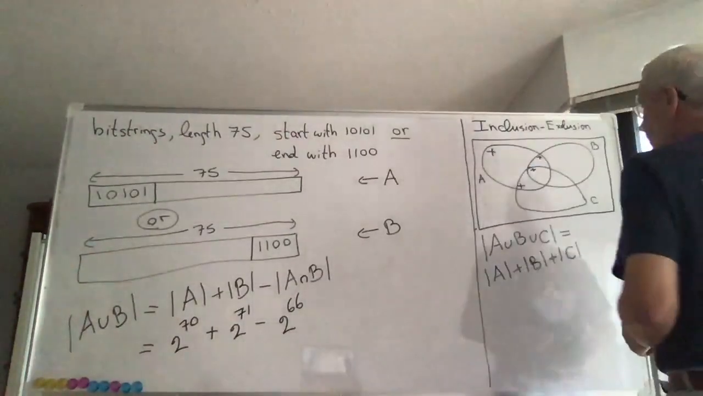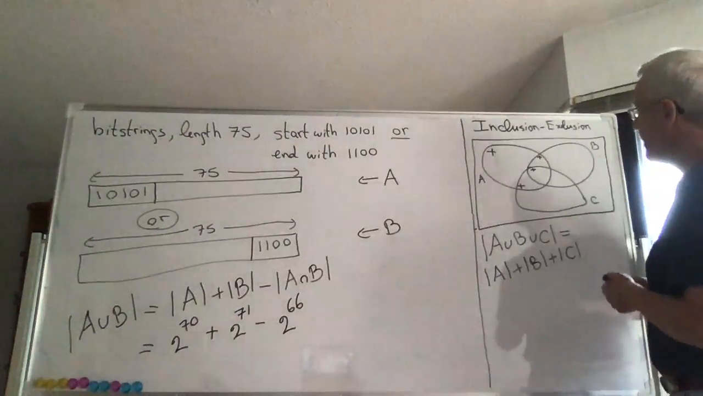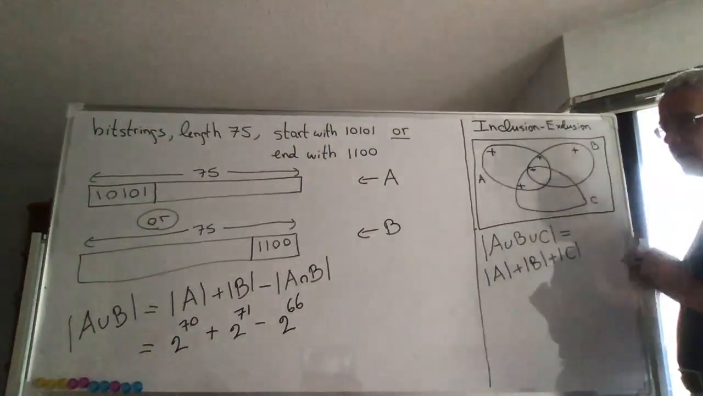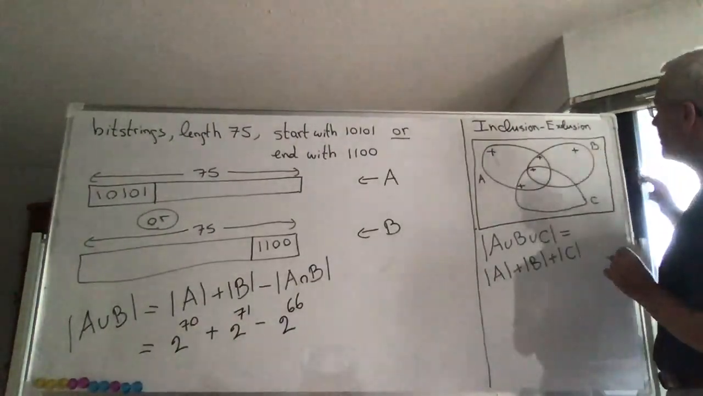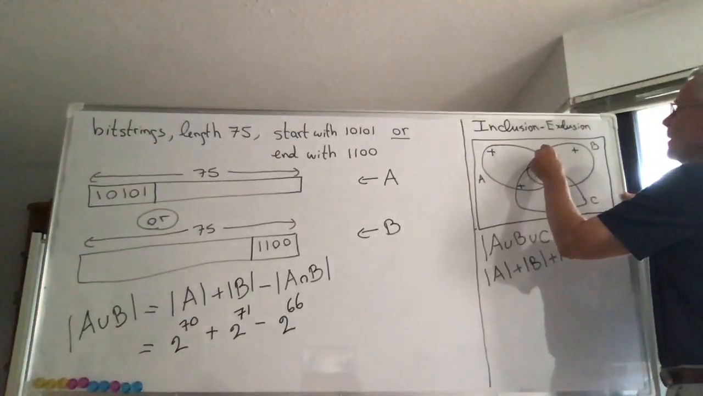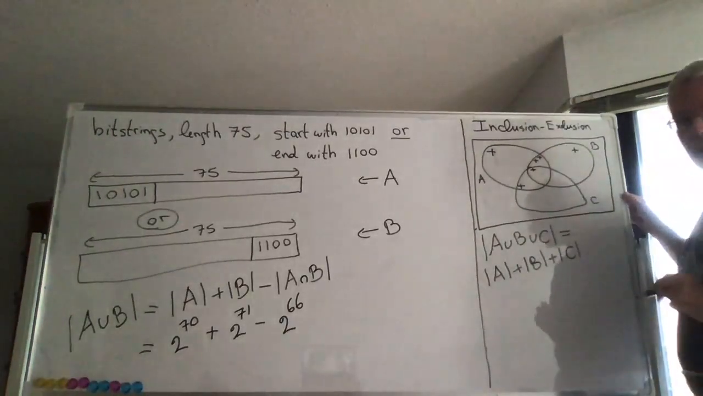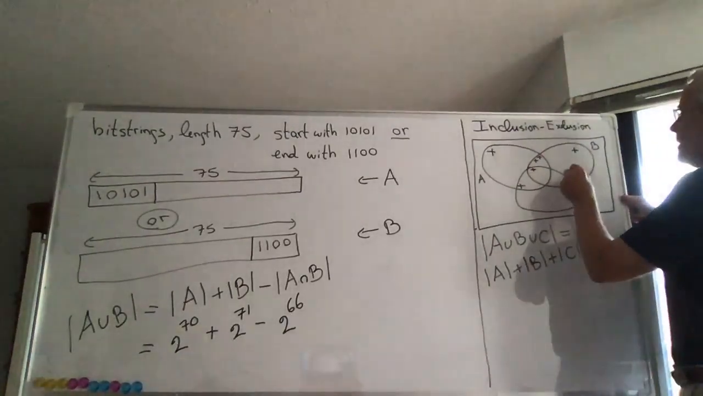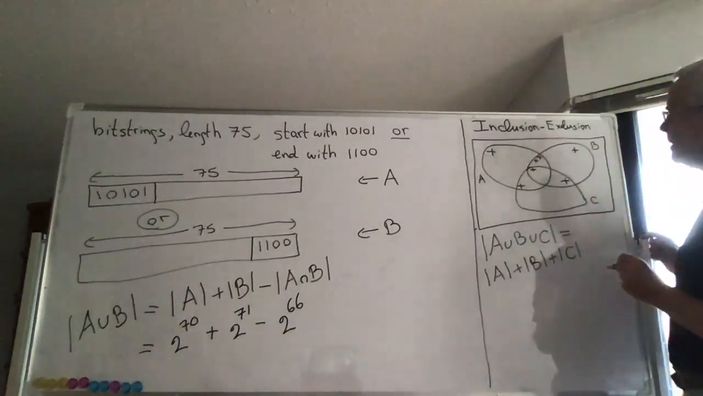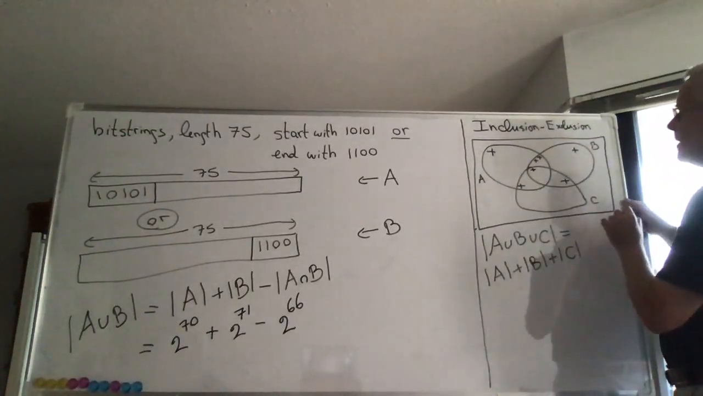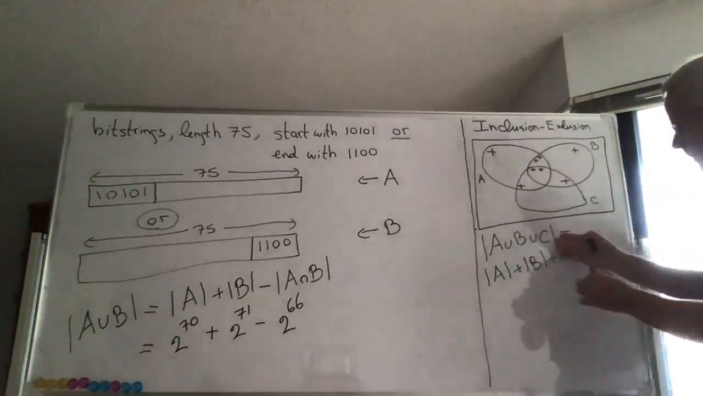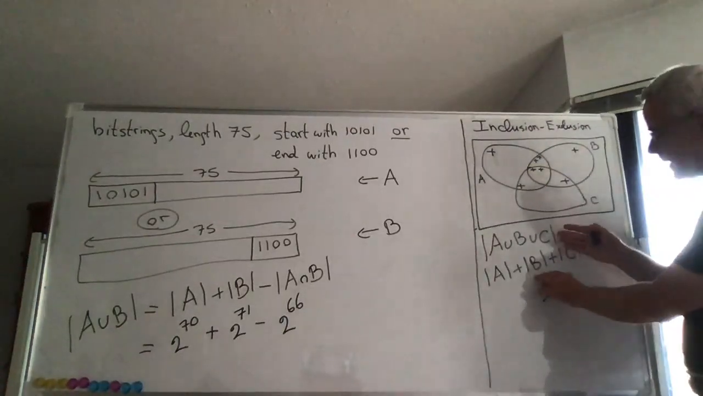And again, there are 4 different types of elements in B. So elements that are only in B, not in A and not in C, they have been counted once. Elements that are in A and in B, but not in C, have been counted once. These elements here, they are in B and in C, but not in A, they have been counted once. And elements that are in all three, they have been counted once again. Okay? So this is when we add the size of B.